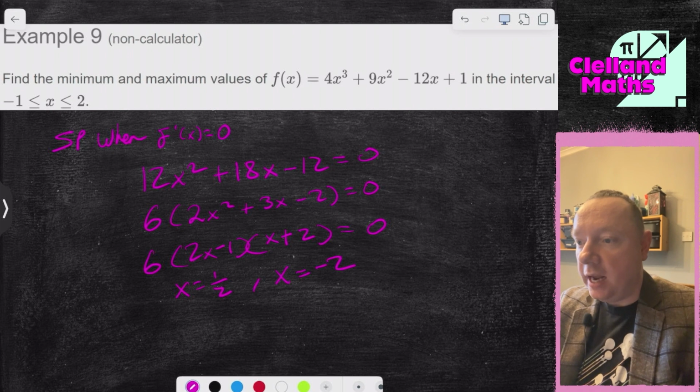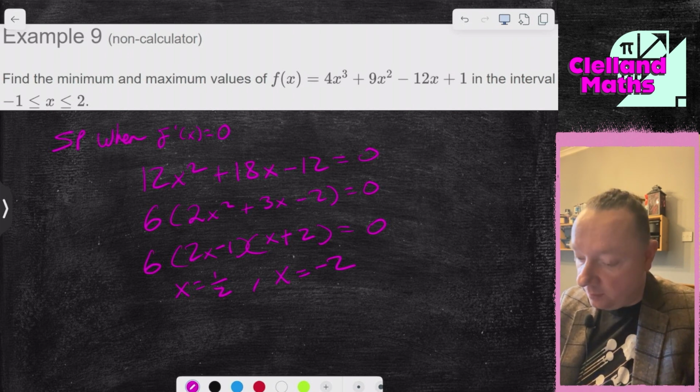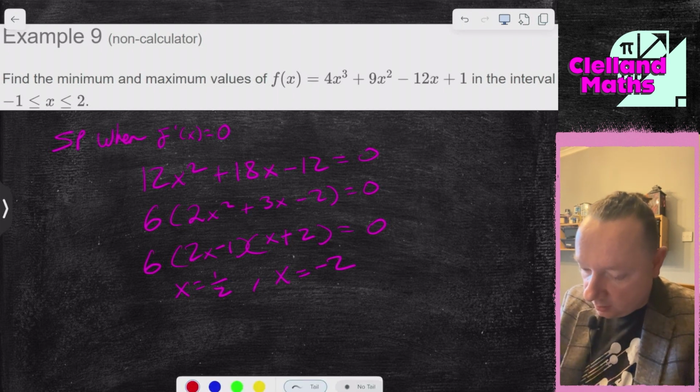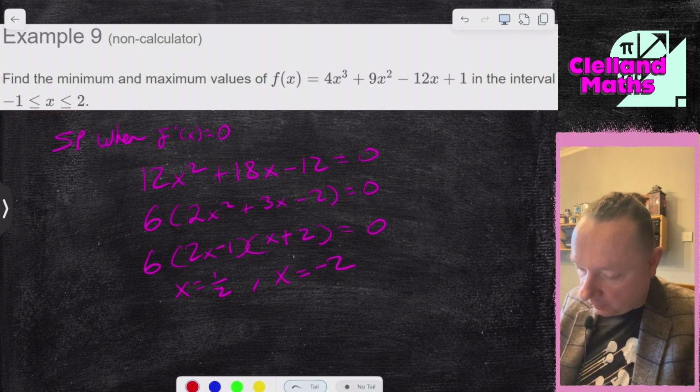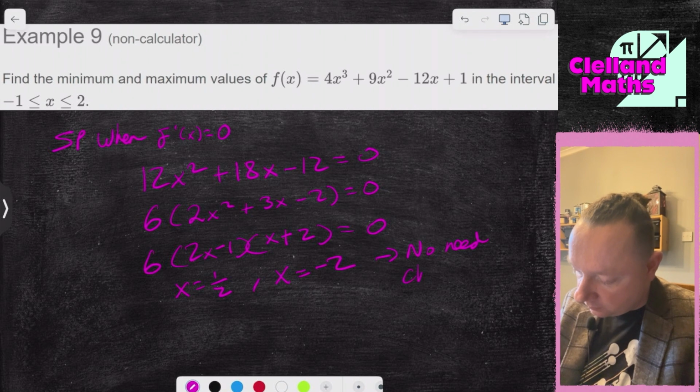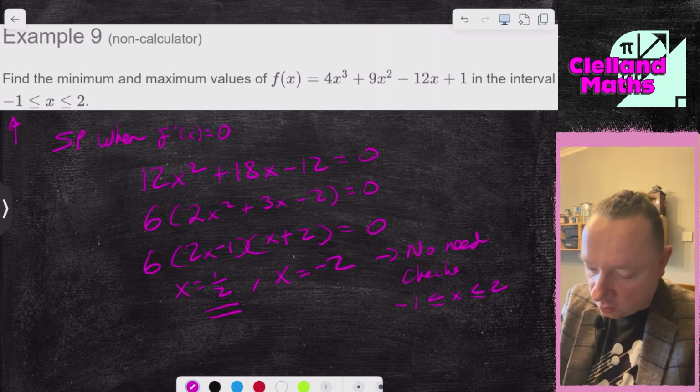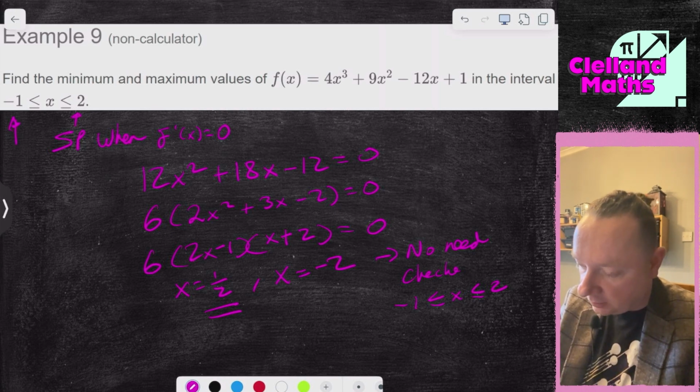But we then need to check are they maxes or minimums. We have to find both anyway. But can we disregard anything? That's a good idea with this question. We have to only do it between -1 and 2. Well, -2 is outwith, so we don't need to check that one. No need to check, because -1 is less than or equal to x less than or equal to 2. So just need to check a half. We also need to check -1 and 2 to see if it occurs at these points.